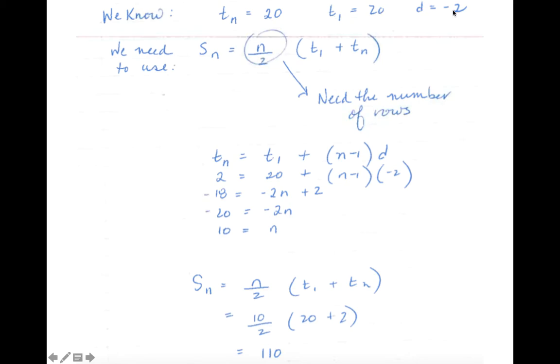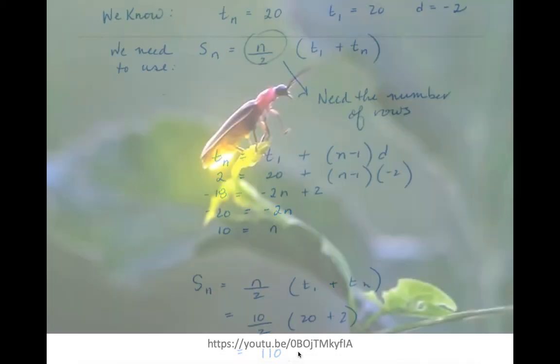So we know this information because we figured it out. We need to know the number of rows that we actually have. So if we know that our last term is 2, first term is 20, and we use our formula, if we do the algebra carefully, we find that the number of rows is 10. Once we know the number of rows is 10, then we know we're looking for the sum of 10 numbers in this series. So it's 10 over 2, first term's 20, last term's 2. We know that there are 110 cereal boxes in this pyramid.